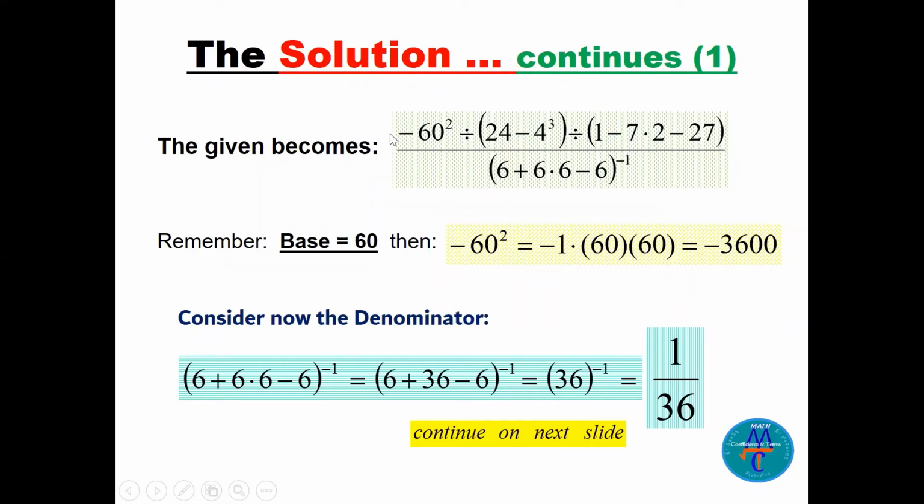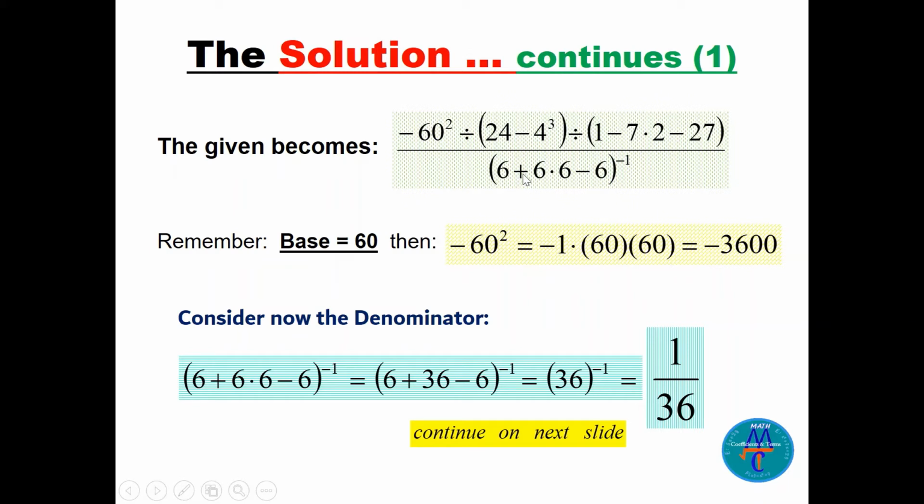Now we have minus 60 squared. Minus 60 squared, many people will put it plus because of the squared and the minus, and that's a little trick. This minus is not included in the base. The base here is only 60. So this one looks like minus 1 times 60 times 60. So the minus 1 is outside. If there is a bracket here, then it will be plus 3,600. So that will be minus here. The answer will be a minus.